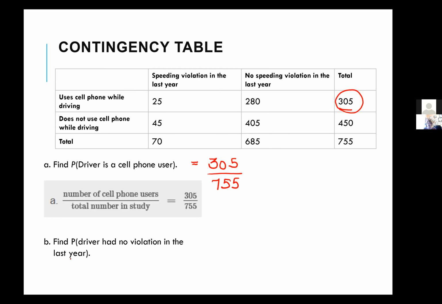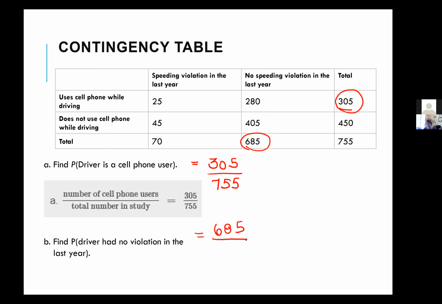Okay, what's the probability that a driver had no violation in the last year? Well, how many people did not have a violation? It looks like 685 did not have a violation. So the number of outcomes in this survey, the number of people who didn't have any kind of speeding violation, is 685.